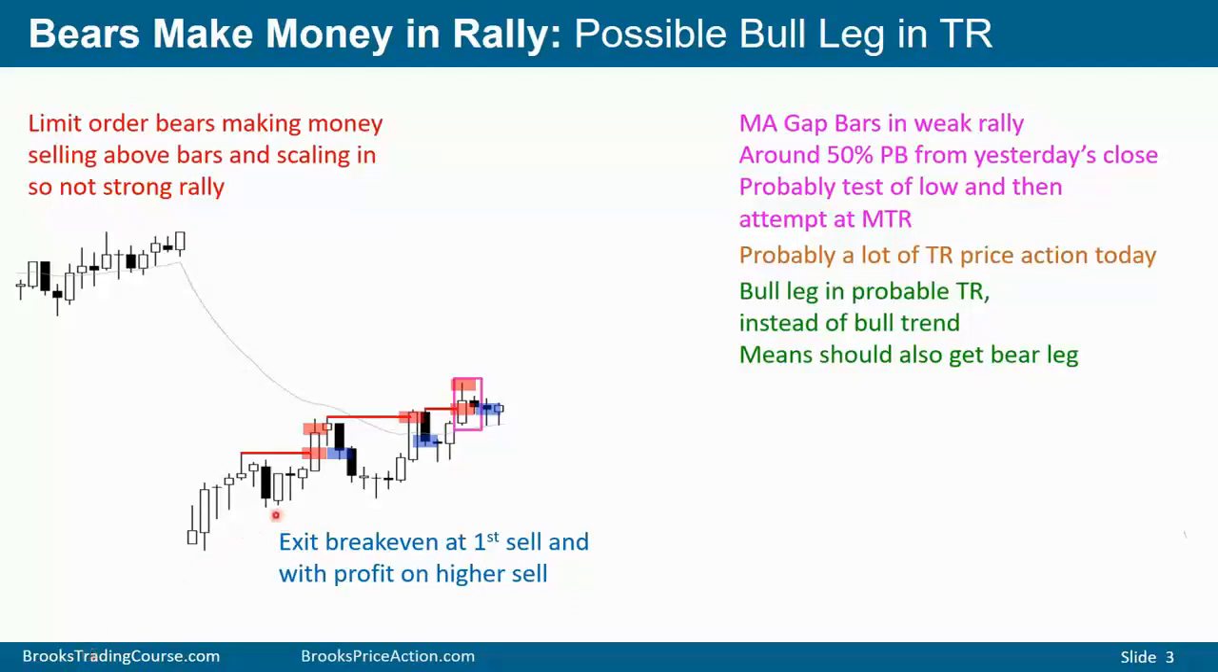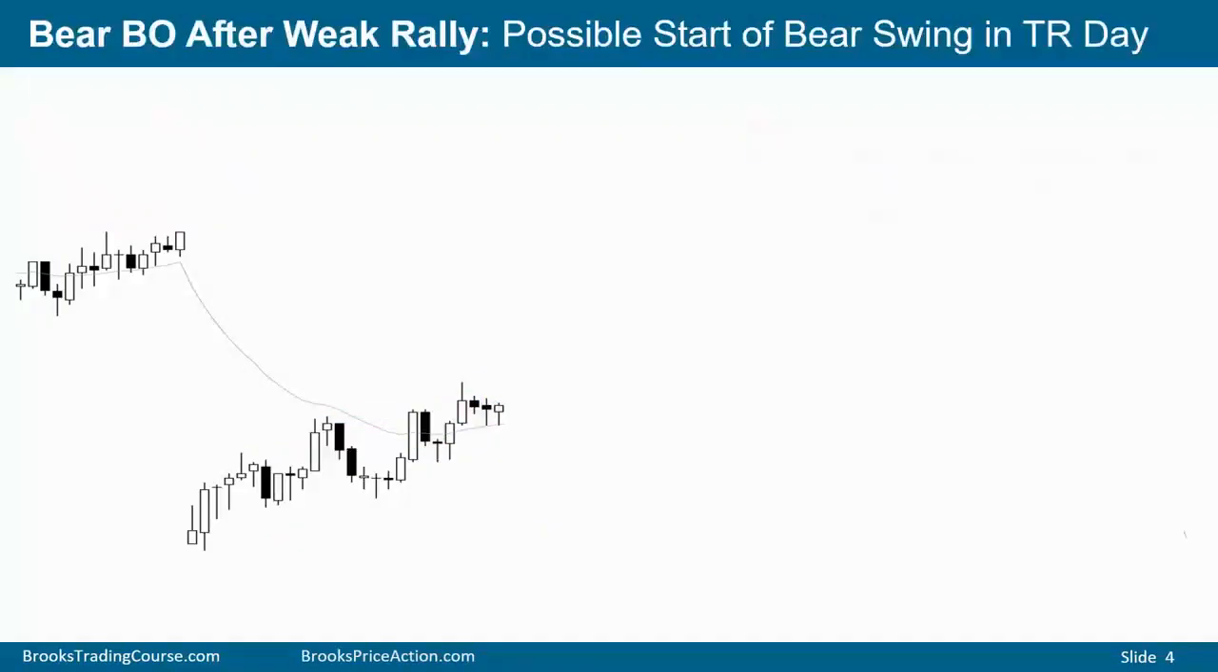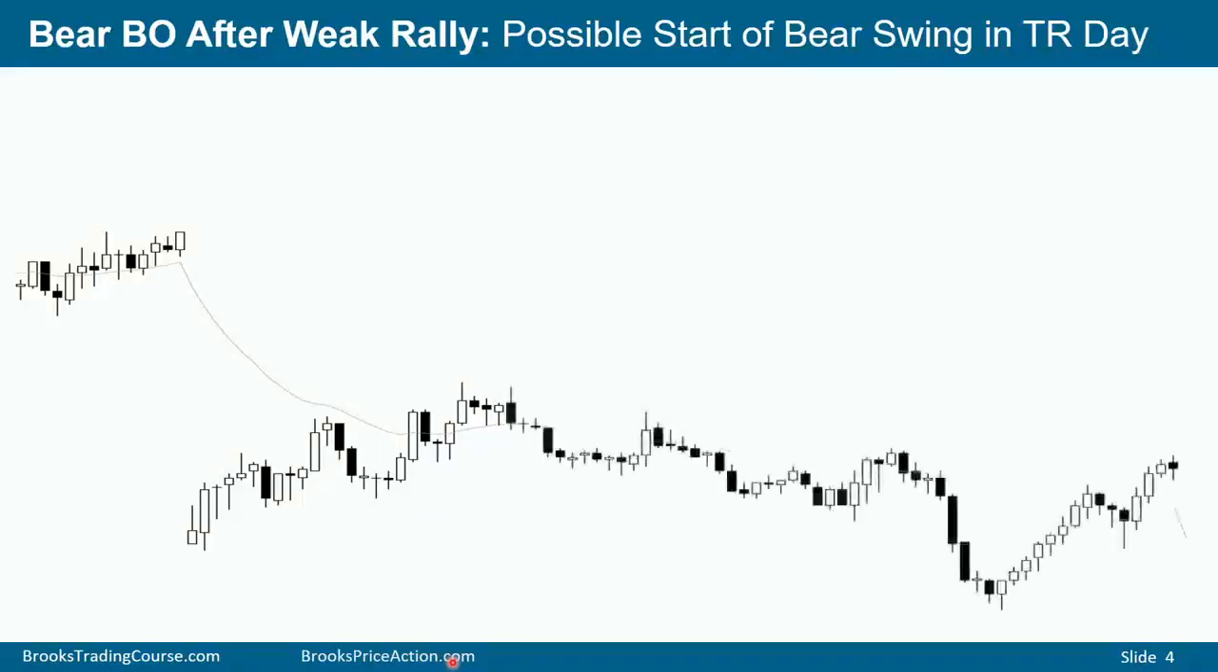A bull leg in a trading range requires bull and bear legs. Chances are there'll soon be a bear leg in a trading range. Typically, a trading range has legs that last about 2 hours, maybe 3 hours, so 20 or 30 bars. And this has gone on for more than 20 bars at this point. And this is what followed.